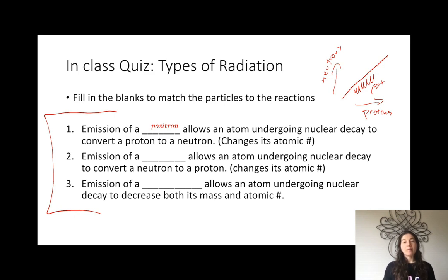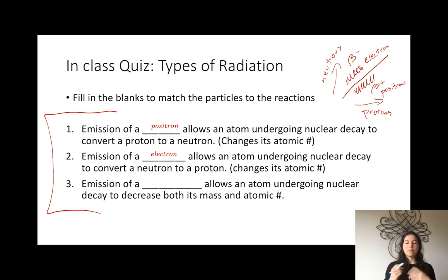Emission of a blank allows an atom undergoing nuclear decay to convert a neutron to a proton. So that's going to be on this side of the graph. That's our beta minus decay, and it does this by emitting an electron. Okay, so this emits an electron, and this one, a positron, in order to let the nucleus do its duty here to change protons to neutrons and neutrons to protons.